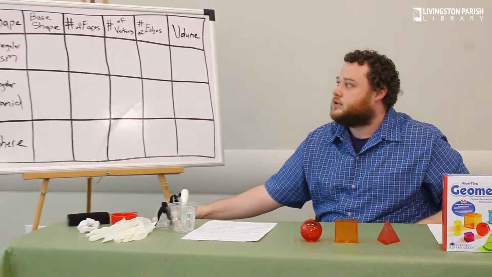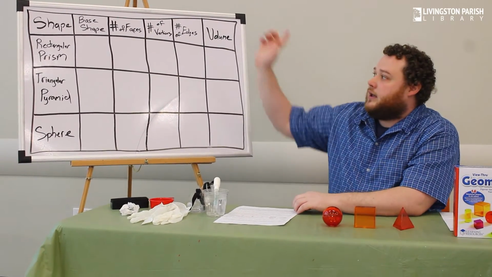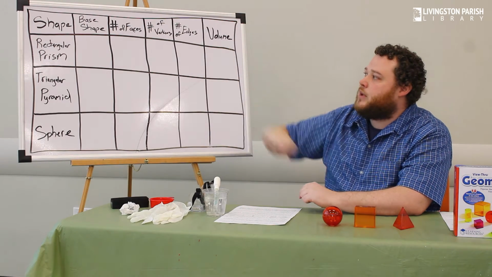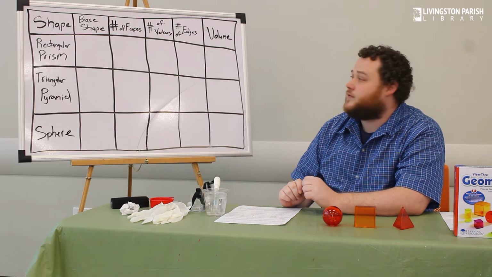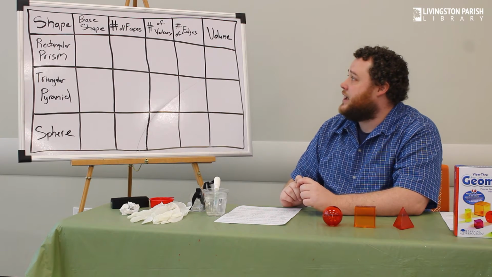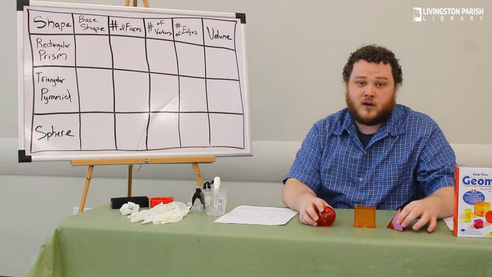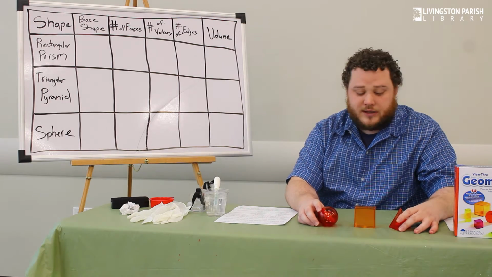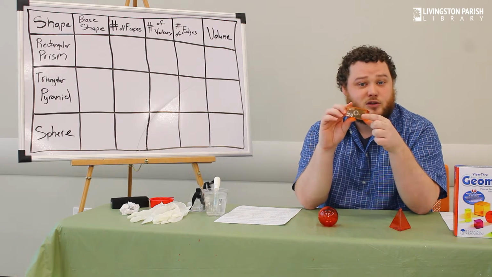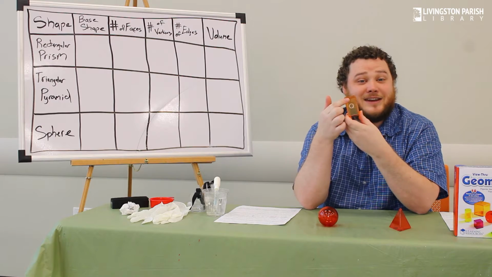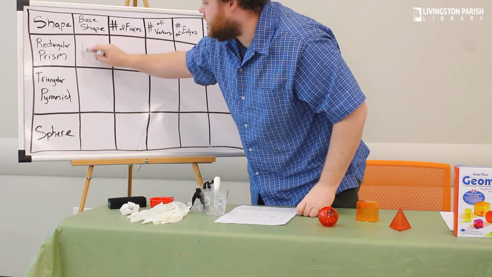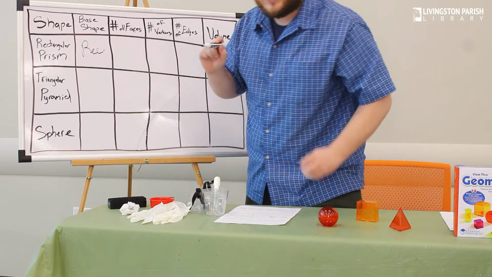So I have got my top row, we discuss what shape we're using. We want to know what shape is the base of the object, how many faces it has, how many vertices it has, how many edges it has, and we're going to see what the volume is using water. So let's start with our rectangular prism. So what is our base shape on a rectangular prism? Well, it's in the name, it is a rectangle. So let me write rectangle.